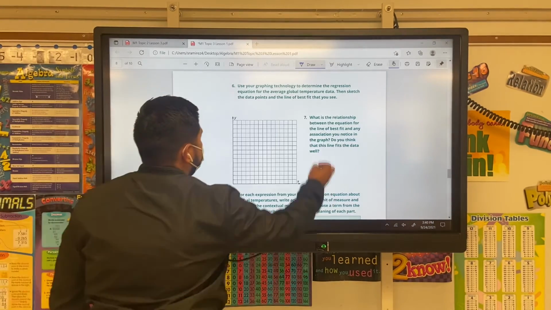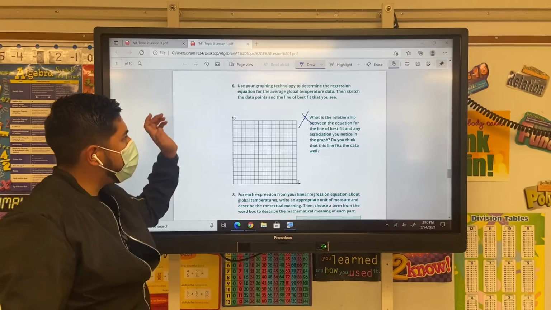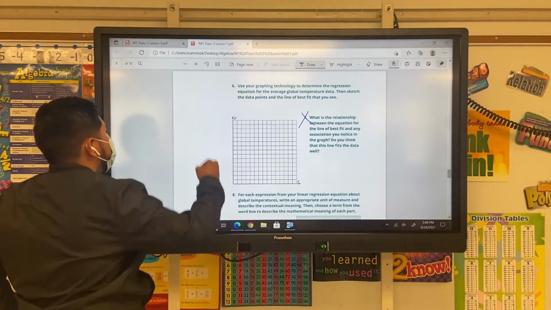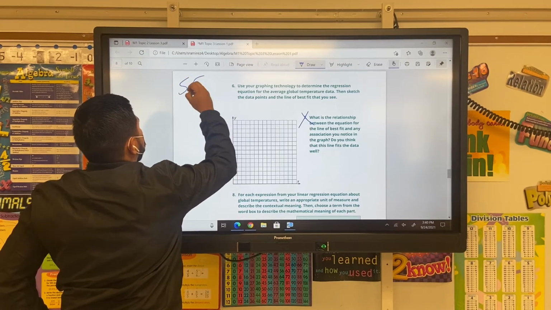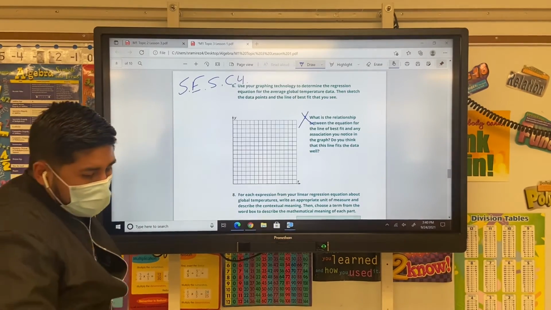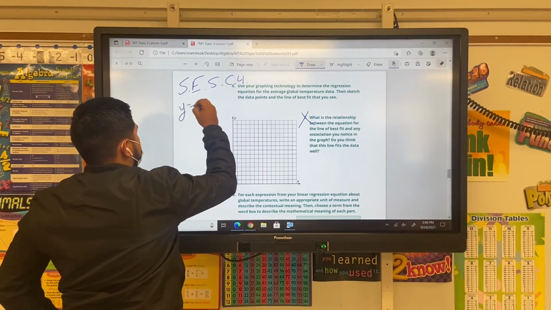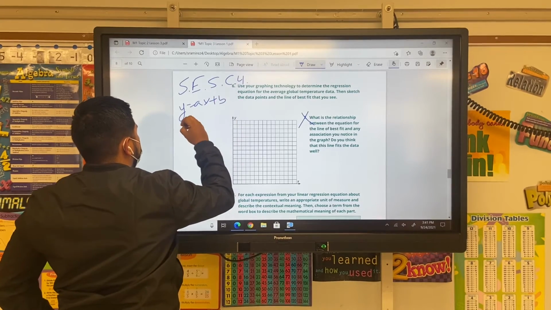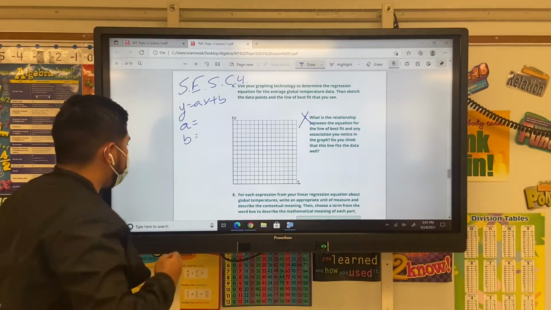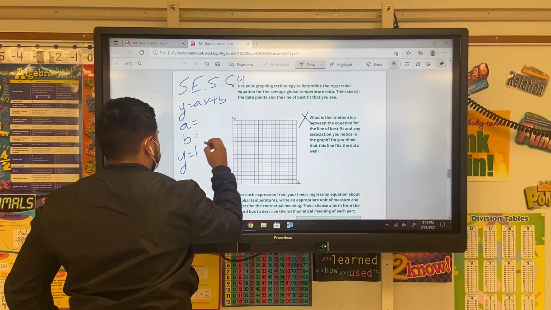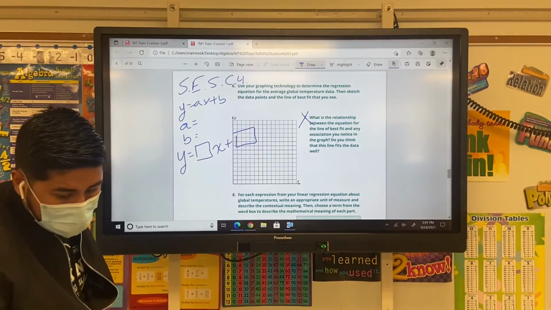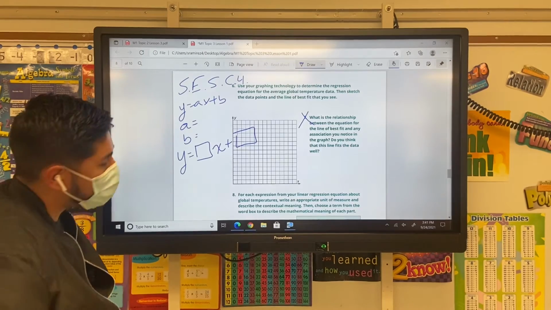Skipping number 7, but for number 6, we're going back to the table and we're going to make sure we put it in the calculator. What do we need to do? Stat edit, stat calc 4. We need to make sure we do our y equals ax plus b, find our a, find our b, put it into our boxes. And then we'll be able to finish it off. Okay.